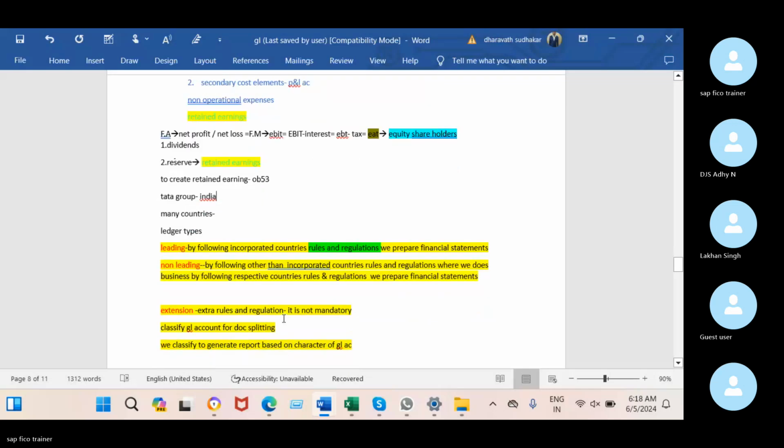In addition to leading and non-leading, if you follow any other rules and regulations and maintain books of accounts by following them, we call it an extension ledger. Here, in the trading account, we consider the purchases GL account, and under the cost sheet, we consider purchases to get the prime cost. So a single purchase account is considered in both financial accounting as well as cost accounting. In order to generate different reports based on character, we classify GL accounts for document splitting.